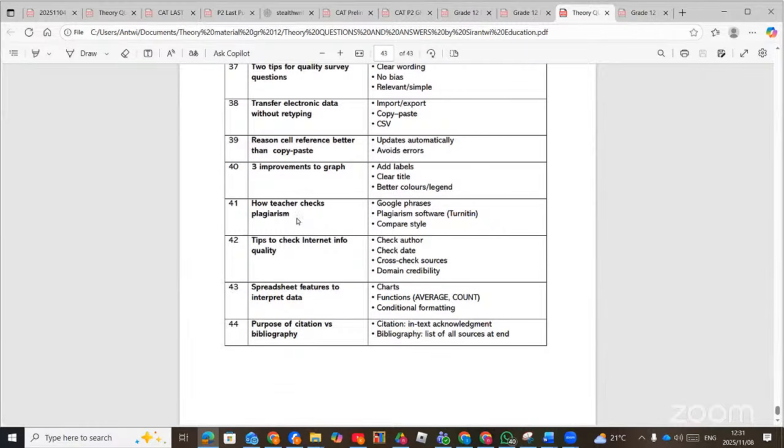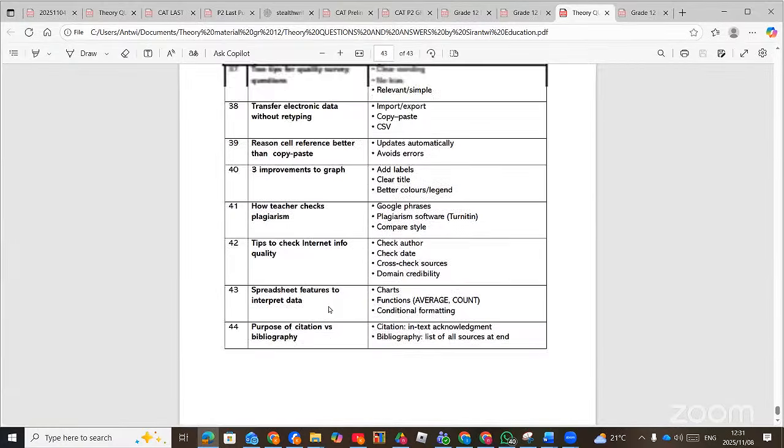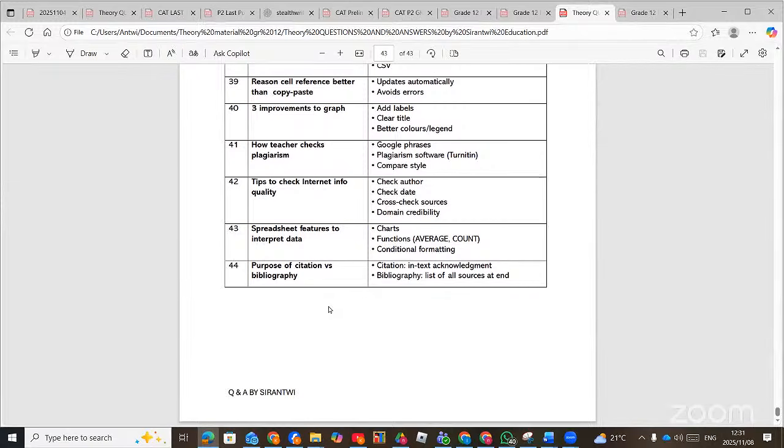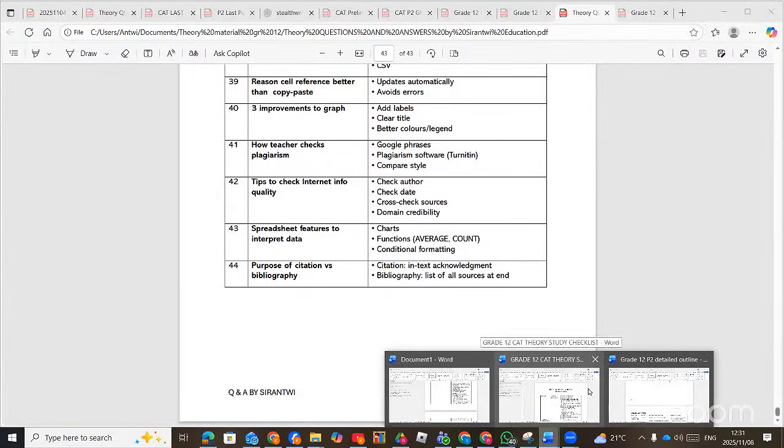How teachers can check plagiarism? They can use the software or compare the style, or they search for the phrase also. Then the graph, they can give you a graph, then they will ask you to also check or criticize the graph. What are some of the things that need to be done regarding the graph also? And then the spreadsheet calculations, they can ask you questions on that. So you must take note of these types of questions.